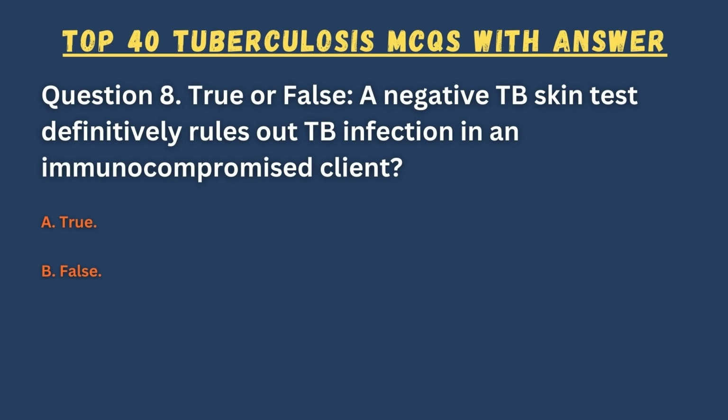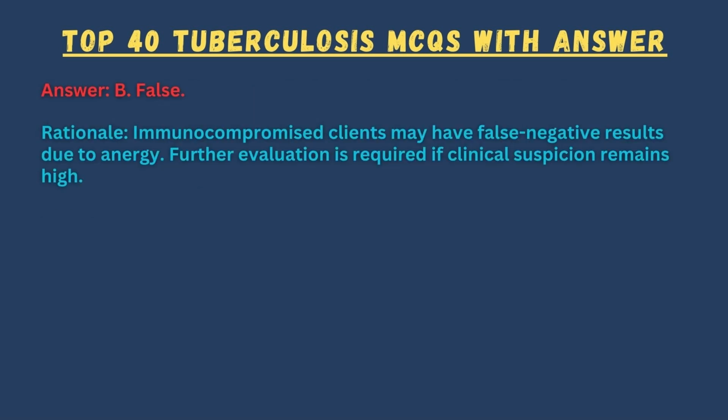Question 8. True or false? A negative TB skin test definitively rules out TB infection in an immunocompromised client. A. True. B. False. Answer: B. False. Rationale: immunocompromised clients may have false negative results due to anergy. Further evaluation is required if clinical suspicion remains high.